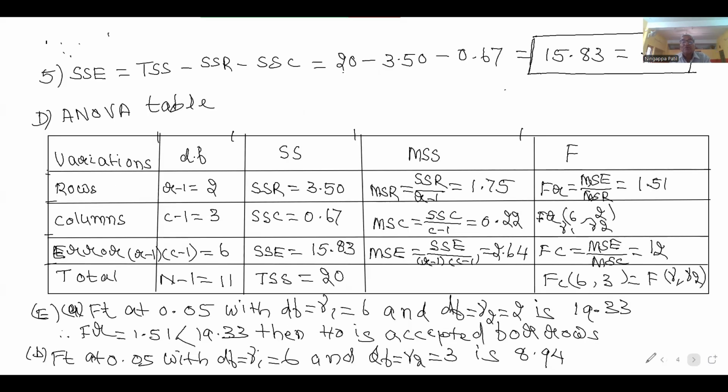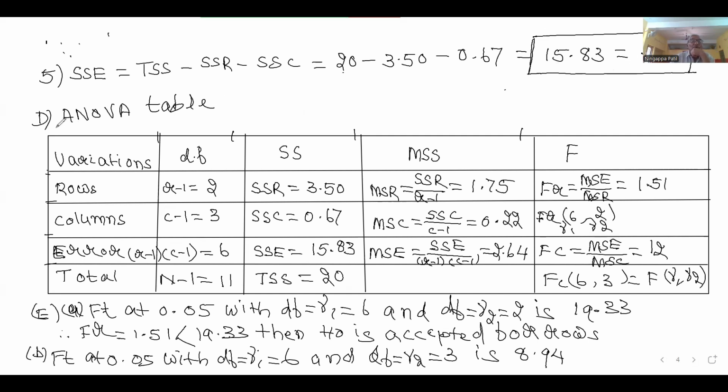Okay. Now, next, SSE equal to TSS minus SSR minus SSC. We have calculated TSS as 20. And SSR just now we have calculated as 3.5. And SSC just now calculated as 0.67. And SSE you are getting 15.83. These are the required values and you box it.